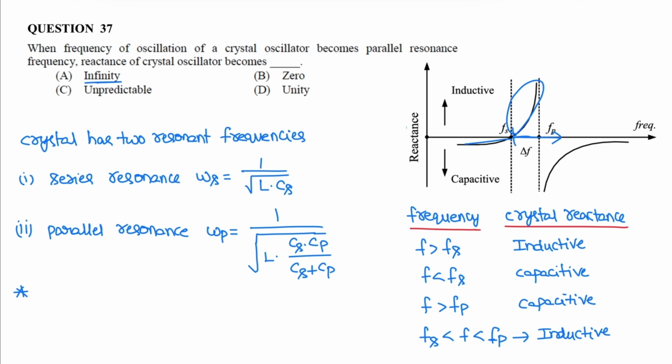If frequency is less than fs, the nature of the curve is capacitive. If frequency is greater than fp, the parallel resonant frequency, the nature of the curve is capacitive. Between fs and fp, the nature of reactance is inductive. So series resonant frequency omega s is equal to 1 by square root of L CS, and parallel resonant frequency omega p is 1 by square root of L into CS CP by CS plus CP.